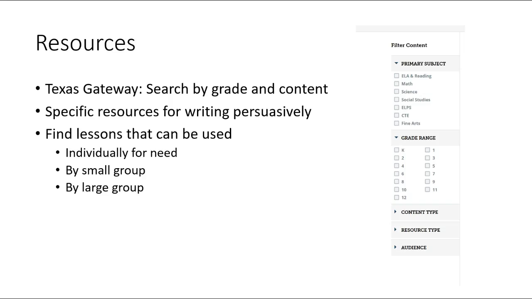So resources that you have to help you this 6 weeks are the Texas Gateway. We've talked about this before, but remember you can search by grade and by content, and these are written by TEA for Texas standards. So there are specific resources for writing persuasively, and you can pick and choose from those. If your students are having trouble with writing a thesis, there's a lesson for that. Or maybe they're having trouble with establishing a claim and sticking to it. There might be a lesson for that.